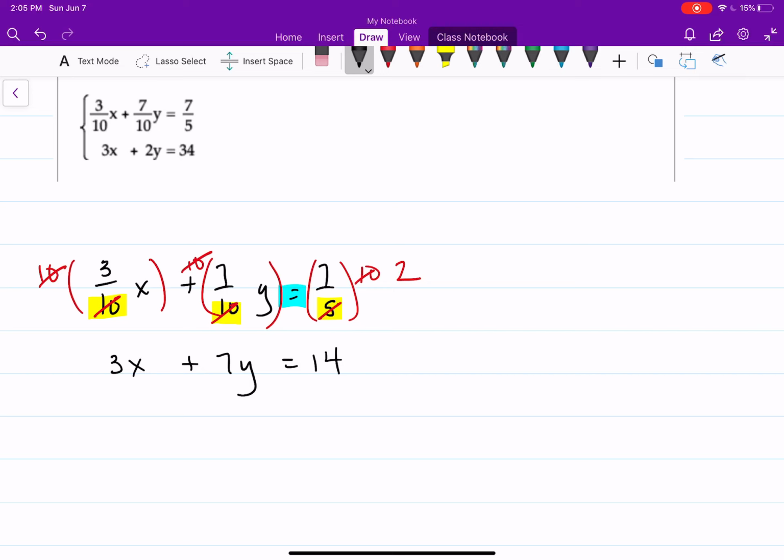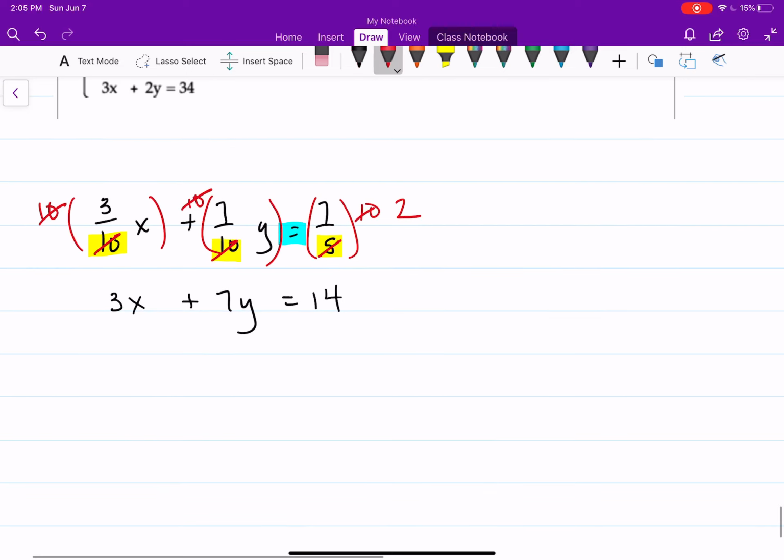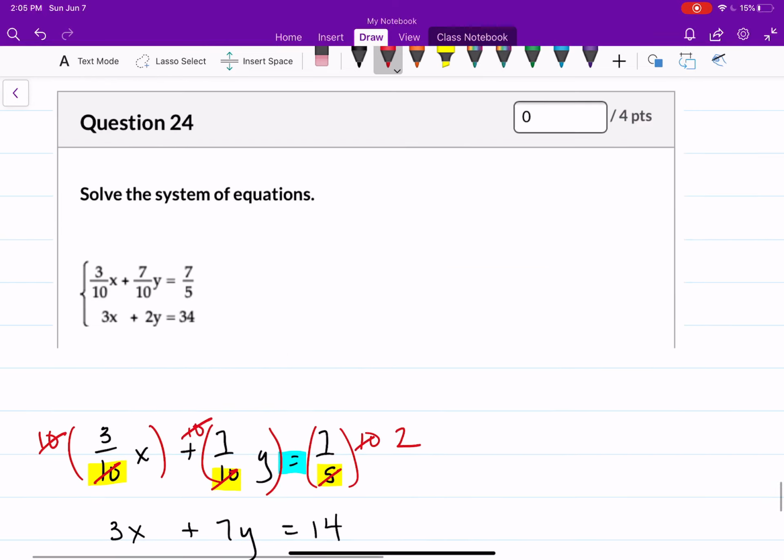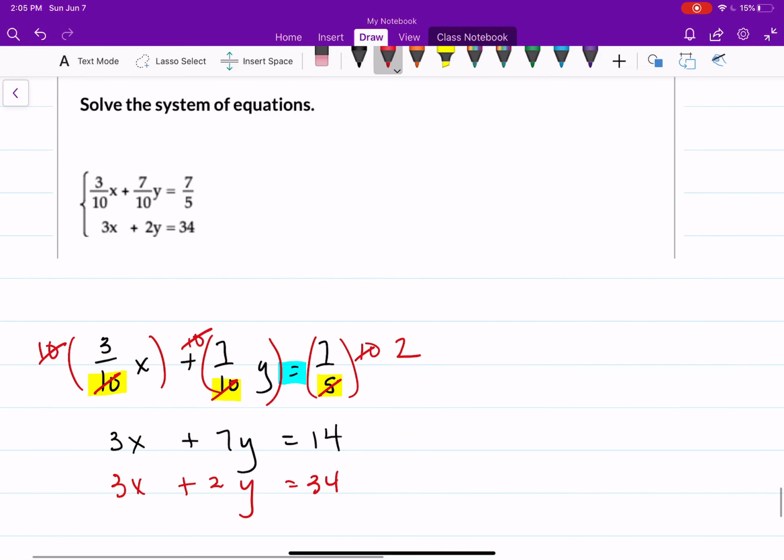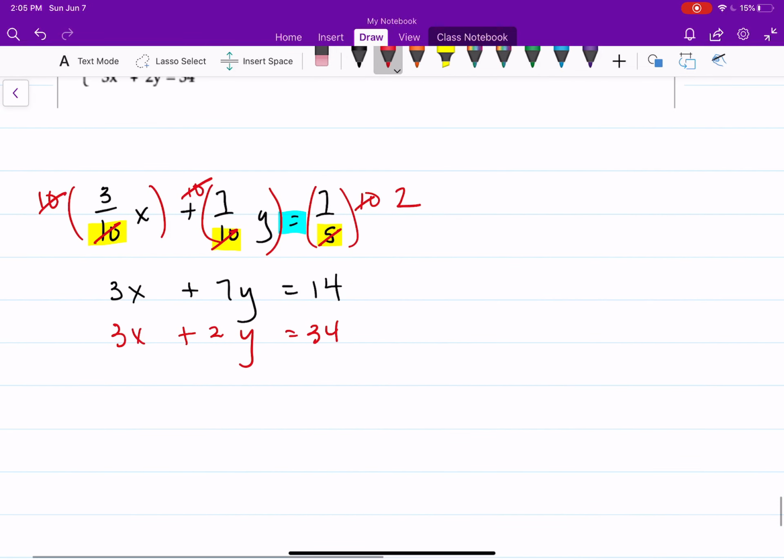All right, so now that I have that, I'm going to write down the other equation, which is 3x plus 2y equals 34. And let's see what I want to do here. It just tells me to solve the system of equations. So I can do whatever I want. I can do substitution or elimination. For me, elimination is less thinking.